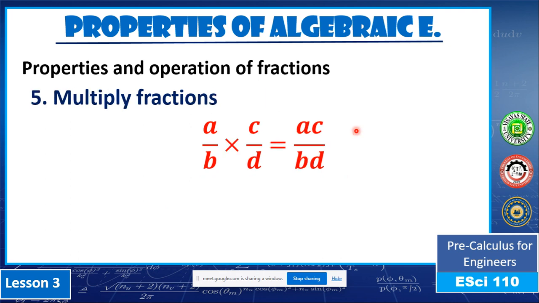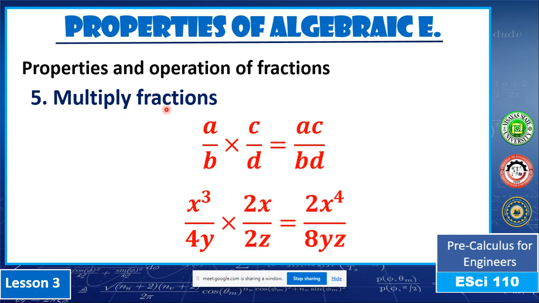So, let's continue. For multiplying fractions, it is easier since you will just multiply directly the numerators. So, a times c equals ac. Then, multiply the denominator directly. B times d equals bd. So, very simple for this rule, the multiplying of fractions.